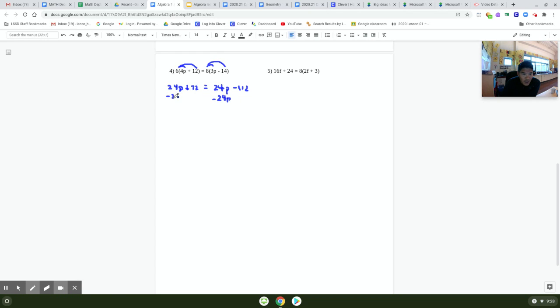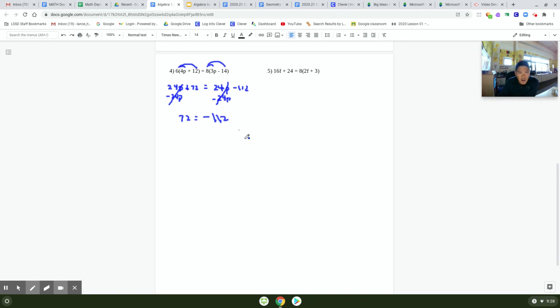On the left side, when I subtract 24p, the variable completely goes away. 24p minus 24p is 0. So those cancel each other out. Same thing on the right side as well. So on the left side, we have 72, just 72. Again, no more p's. And then on the right side, we just have negative 112.